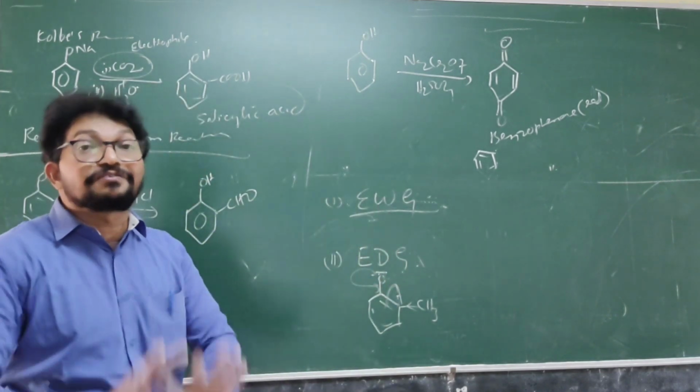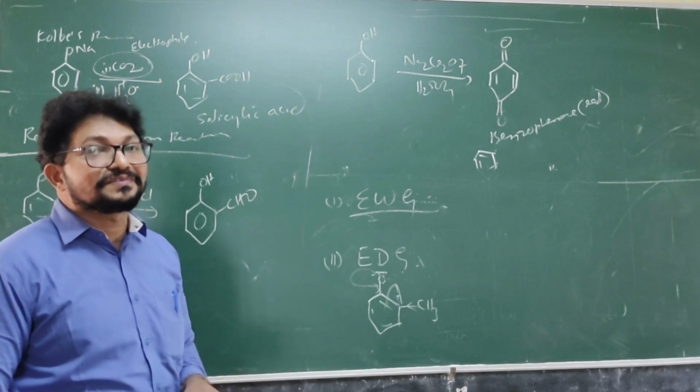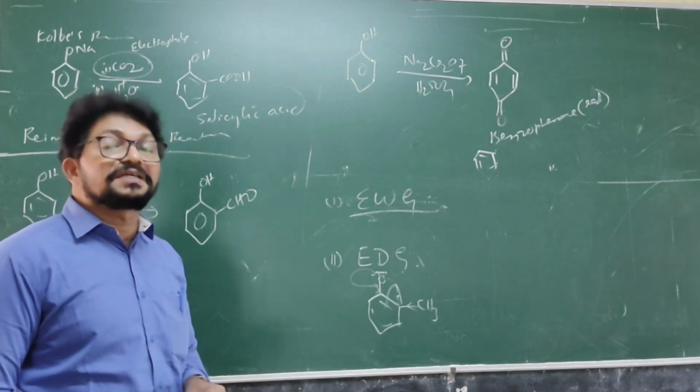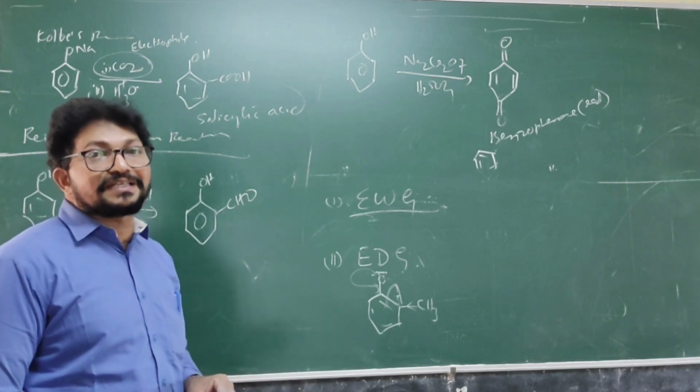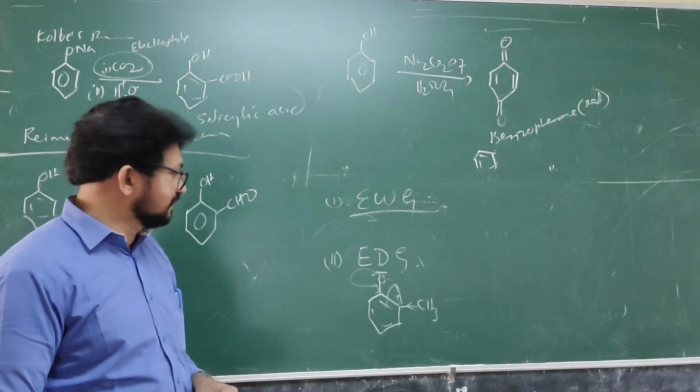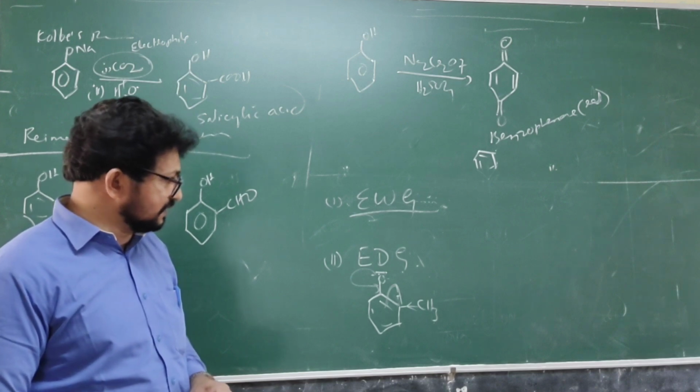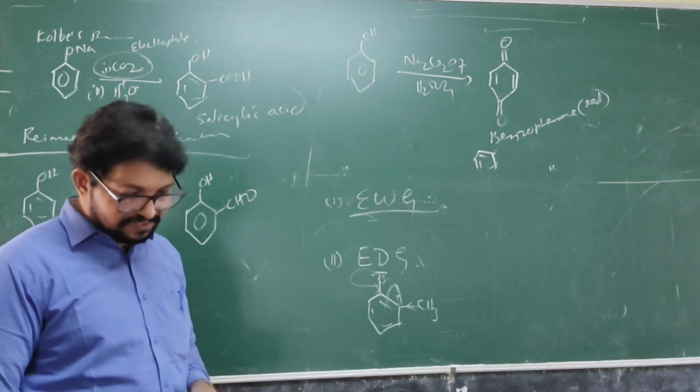Have you no carboxylic group? OH group. Carboxylic group is the strongest acid, equal to inorganic acid, like nitric acid. So you know these two things anyway about phenols, we will discuss.